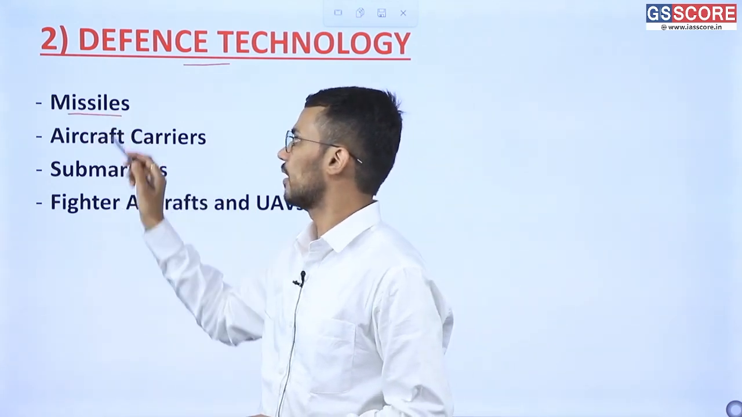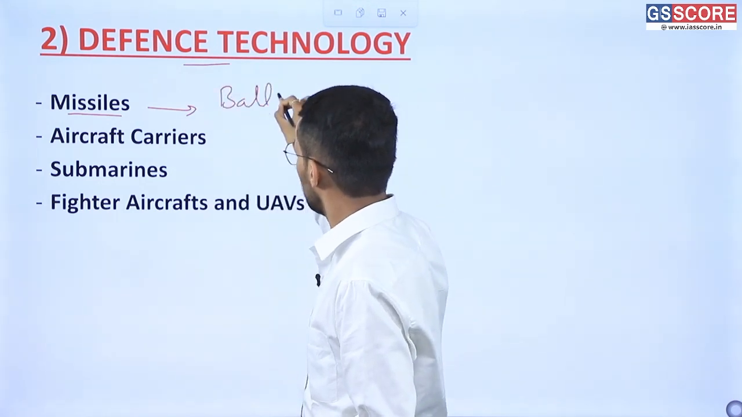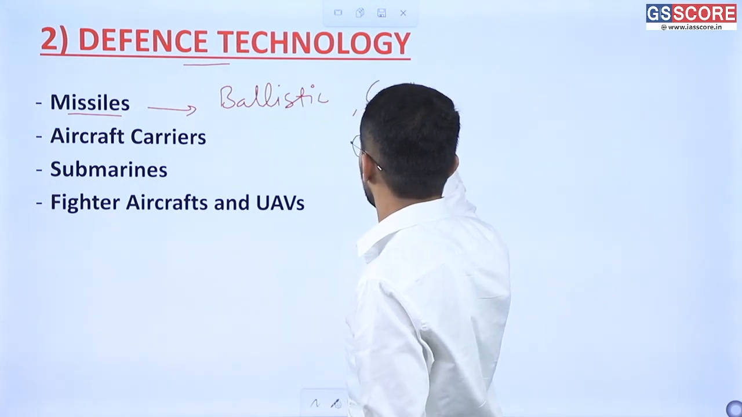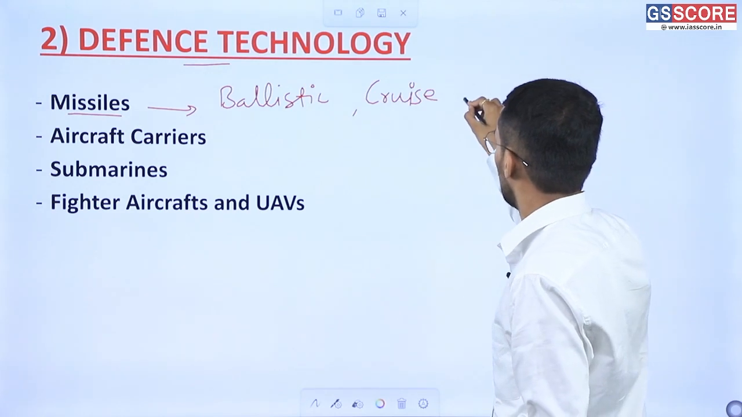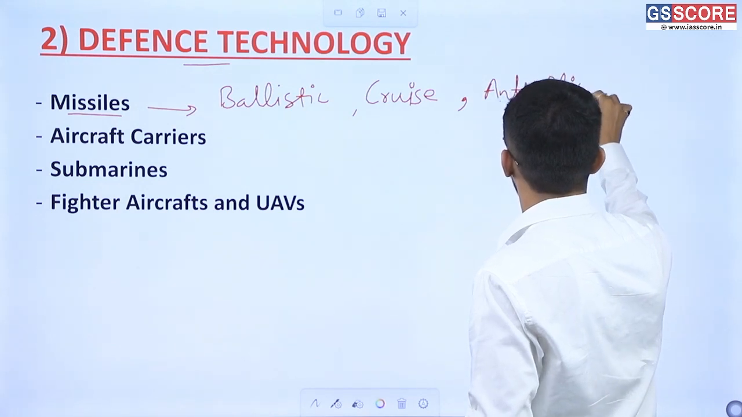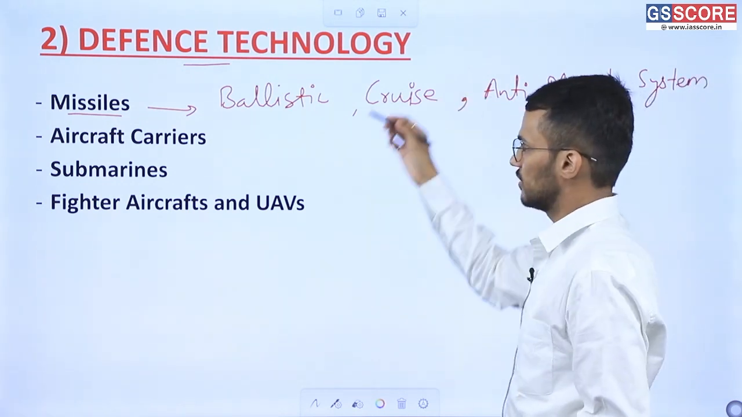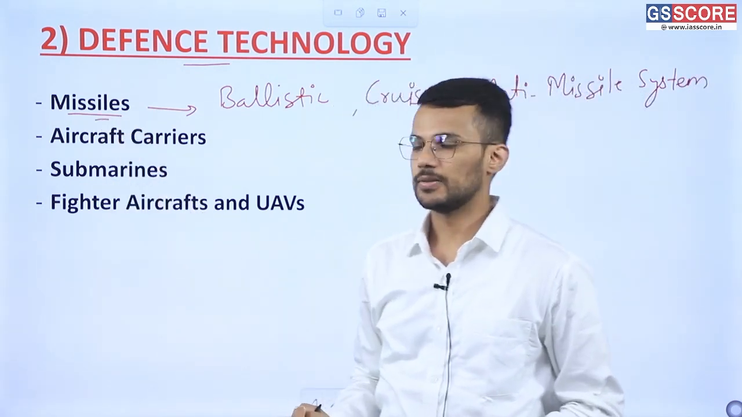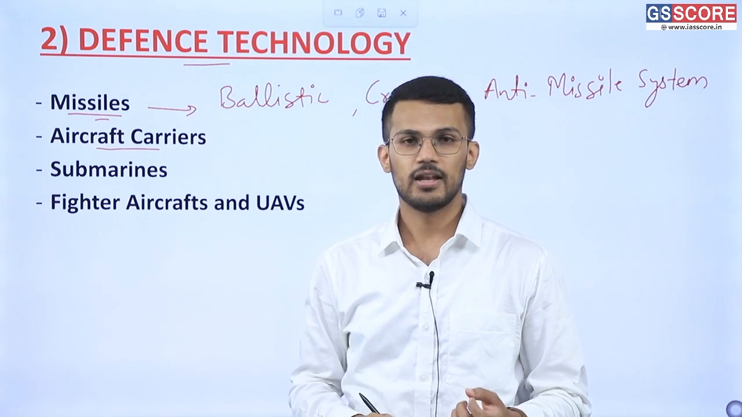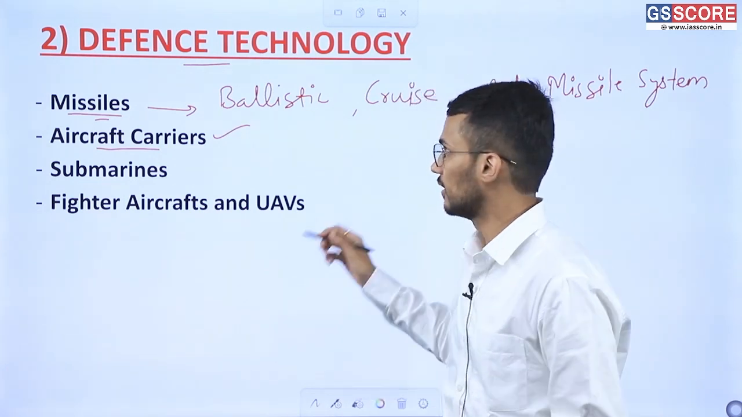Firstly, we'll be discussing missiles, both ballistic as well as cruise missiles, and also anti-ballistic missiles or anti-missile systems. These topics we'll be discussing under missiles. Then aircraft carriers, which are seagoing air bases like INS Vikramaditya. Such aircraft carriers we will be discussing under defense technology.